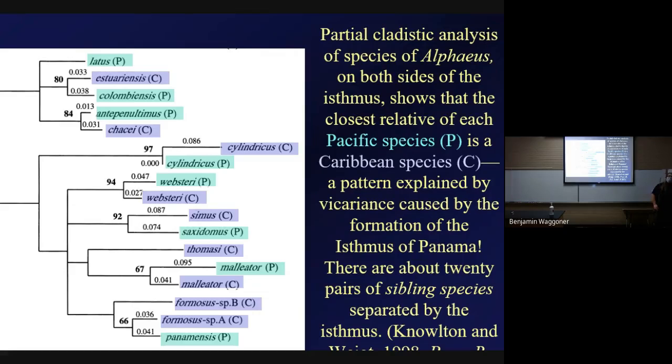So that's the kind of insights you can get into the processes that have shaped the oceans and the life in them when you put together some plate tectonics and you put together some evolution. And we'll be seeing more examples of this as time goes by.